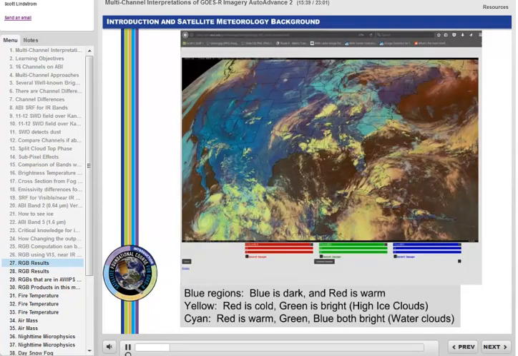Were your guesses correct? Water clouds will be cyan without a lot of red, 10.3 micrometers, because they are warm. High ice clouds, like over the hurricane, are yellow because they don't contain a lot of blue from the snow ice channel.